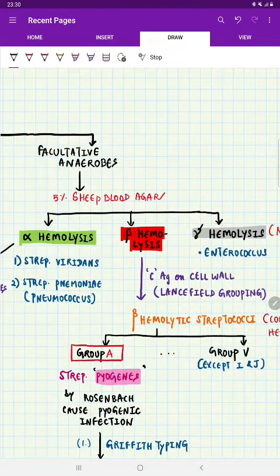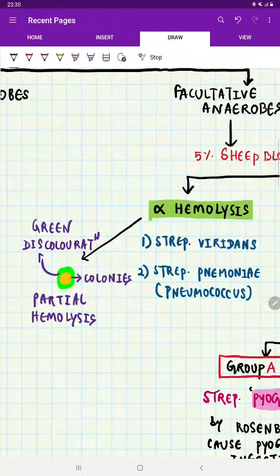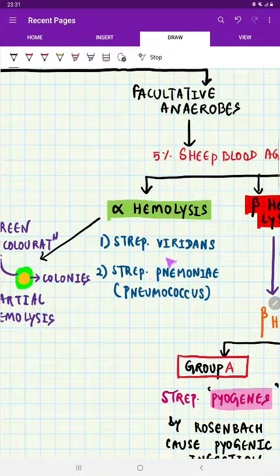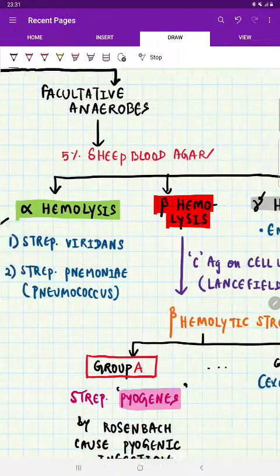No, right? Remember this. In alpha hemolysis, here is the colony. Around the colony, there is greenish discoloration. Why is there greenish discoloration? Because there is partial hemolysis. This characteristic is usually seen in Streptococcus viridans and Streptococcus pneumoniae. This is also called Pneumococcus. Remember, Pneumococcus is the most important organism that shows alpha hemolysis.